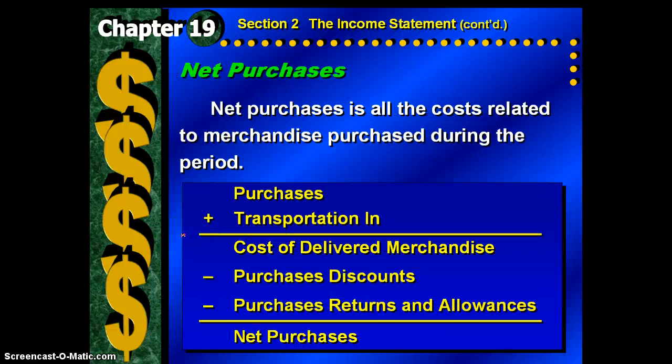The next section we're going to talk about, and we'll show both on the next page in the 4-column document, is net purchases. Net purchases is all of the costs that are related to merchandise purchased during the period. So we're going to start out with purchases, and we're going to add into that any transportation costs. So we call that transportation in. That is an account. So we total those 2 up, and that gives us our cost of delivered merchandise. From there, we are going to take away our purchases discounts and our purchases returns and allowances. After we take those away, that leaves us with our net purchases.